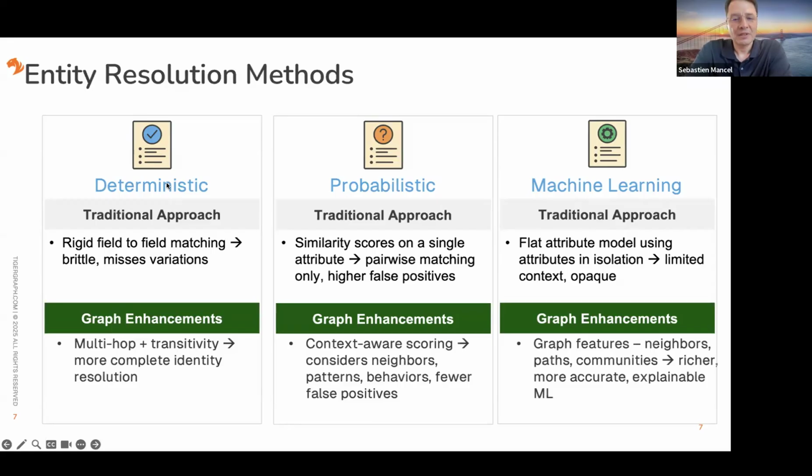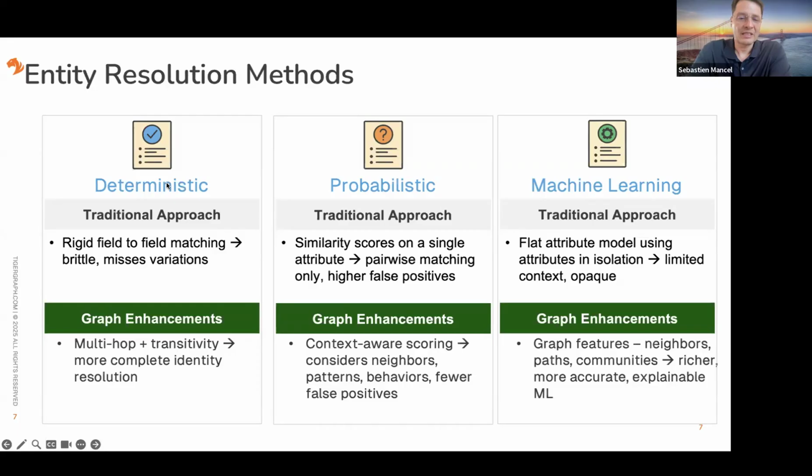It's exact field-to-field matching. If Social Security numbers match, or if a name and date of birth match, you assume that these records are for the same person. It's precise but brittle. It misses variations like typos, nicknames, and address changes. And Graph strengthens this by enabling multi-hop matching and transitivity. So if A matches B and B matches C, we can infer that A also matches C, leading to a more complete identity resolution.